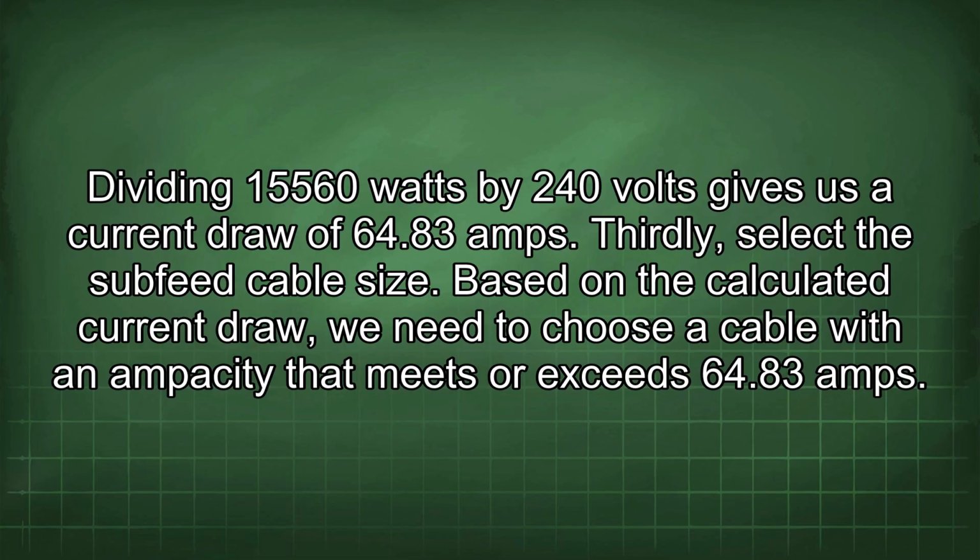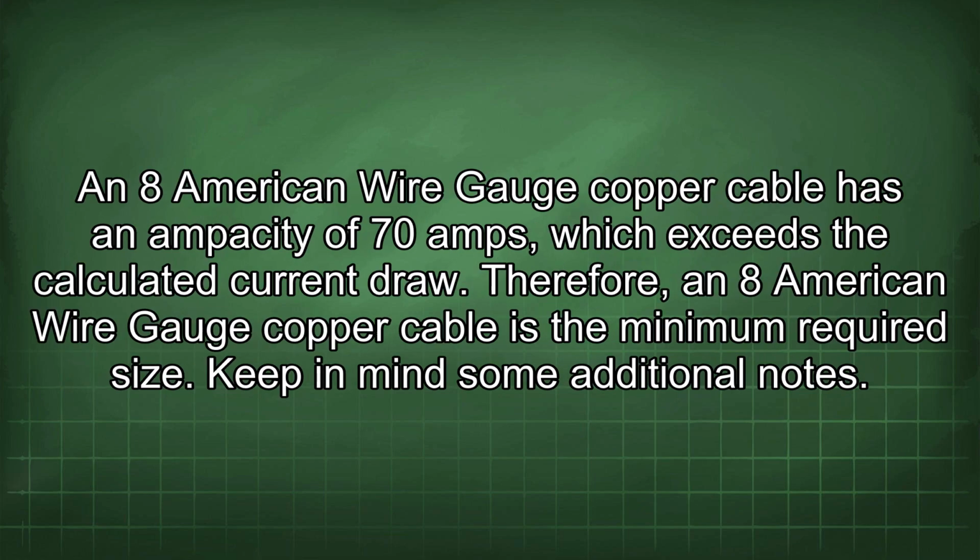Thirdly, select the subfeed cable size. Based on the calculated current draw, we need to choose a cable with an ampacity that meets or exceeds 64.83 amps. An 8 American wire gauge copper cable has an ampacity of 70 amps, which exceeds the calculated current draw. Therefore, an 8 American wire gauge copper cable is the minimum required size.